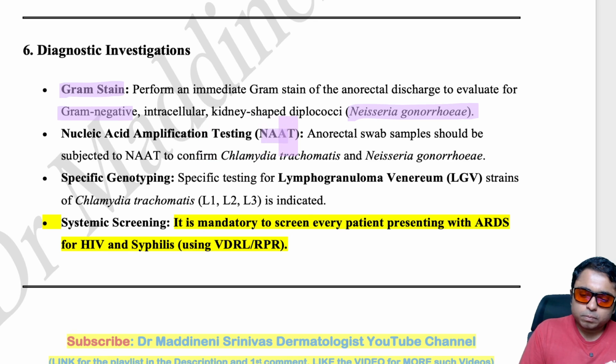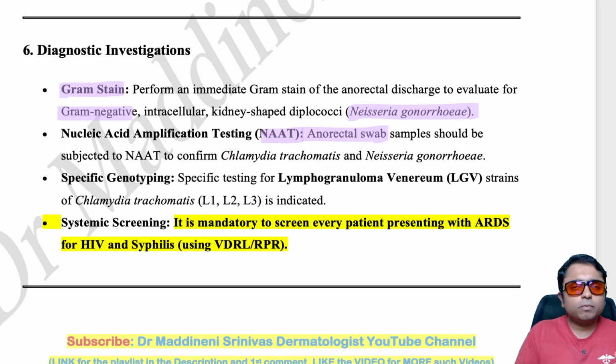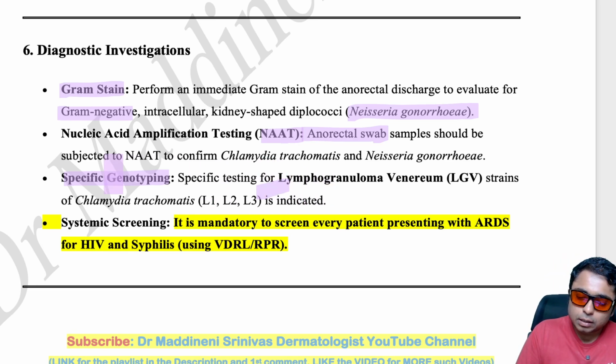We can also perform the NAAT, nucleic acid amplification test, from the anorectal swab samples. So it is going to confirm if it is chlamydia or Neisseria gonorrhoeae. Specific, so if you suspect the patient to have LGV, lymphogranuloma venereum associated proctitis, then you need to do the specific genotyping for the LGV subtypes to know whether it is L1, L2 or L3.